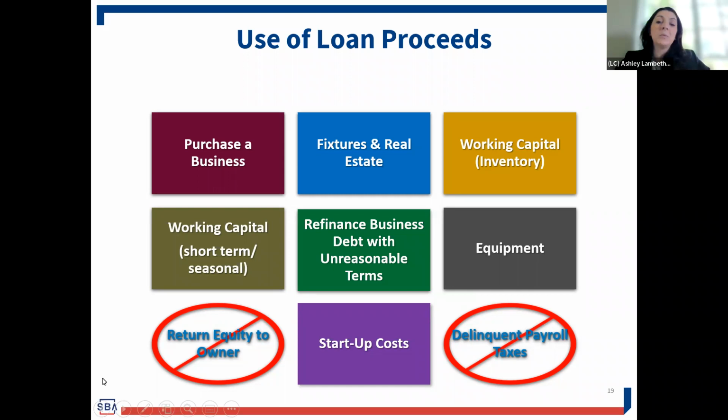In some situations, you can use something like a 7A loan to refinance business debt. You can purchase equipment with it. You can use it for startup costs. You cannot use it to return equity to an owner, and you cannot use it to pay delinquent payroll taxes.